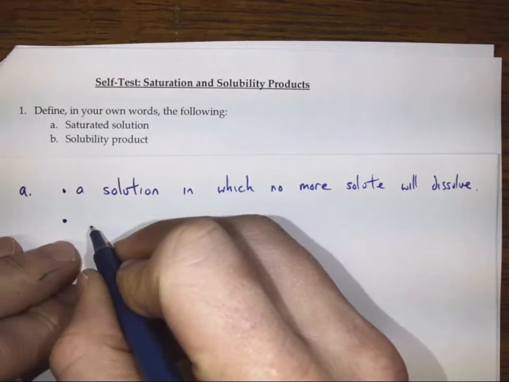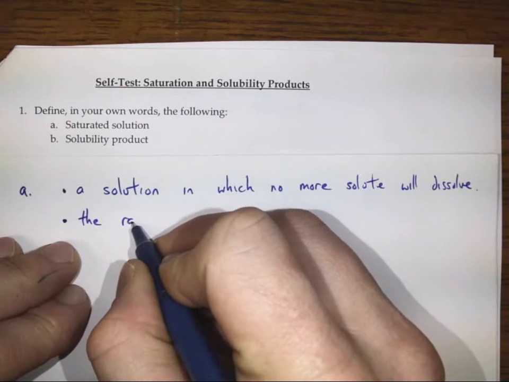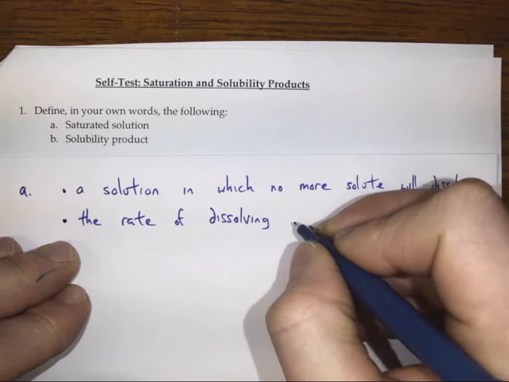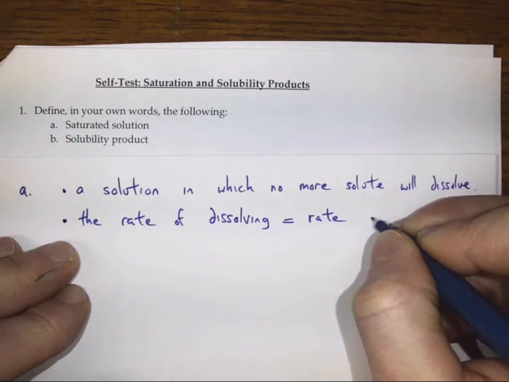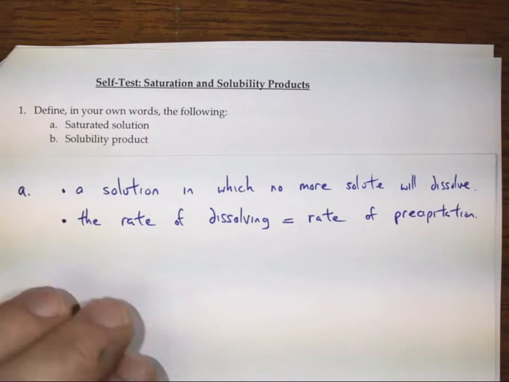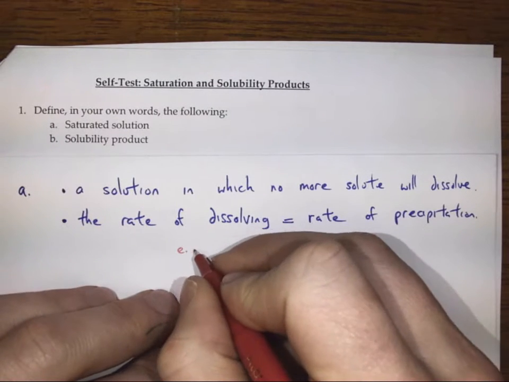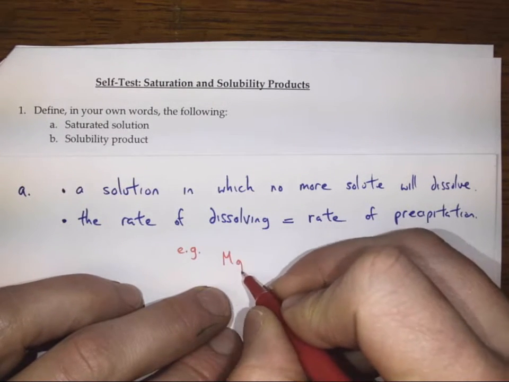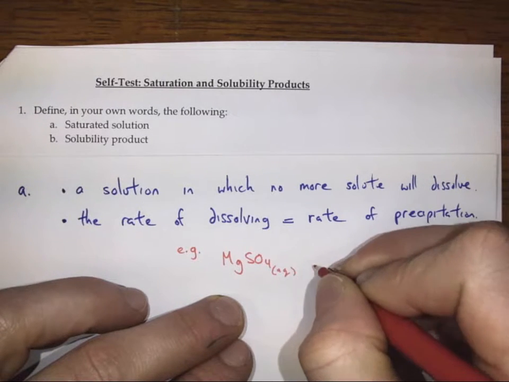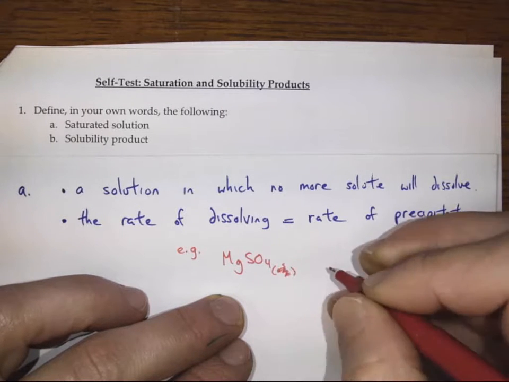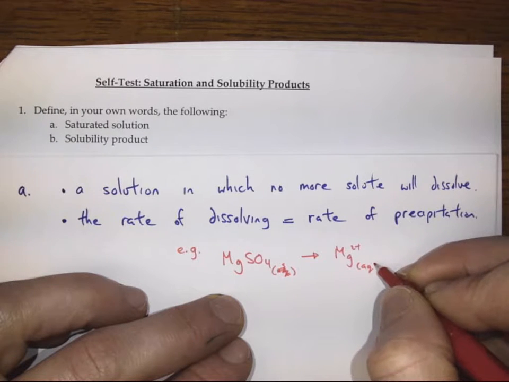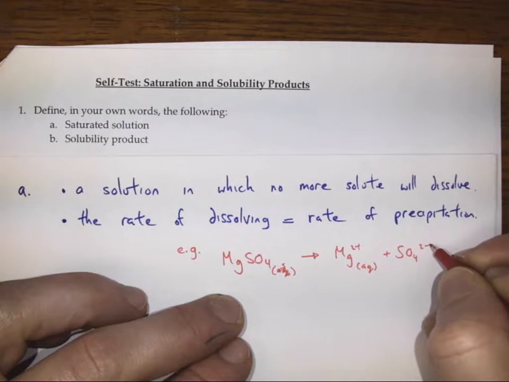We can say that this is a solution in which the rate of dissolving is equal to the rate of precipitation. All right, so I could give an example here. Let's say magnesium sulfate, which is the salt used in float tanks. Let's imagine that's a solid salt, and that will turn into magnesium ions floating around in solution and sulfate ions floating around in solution.